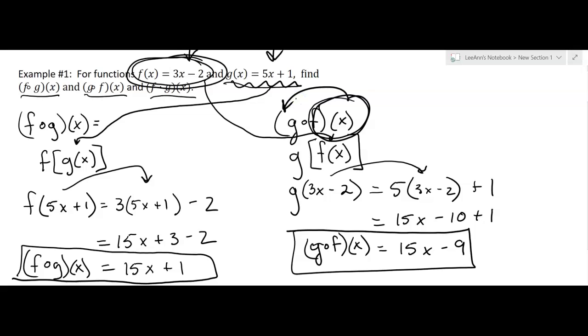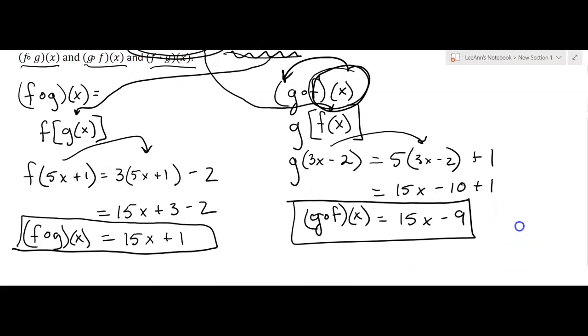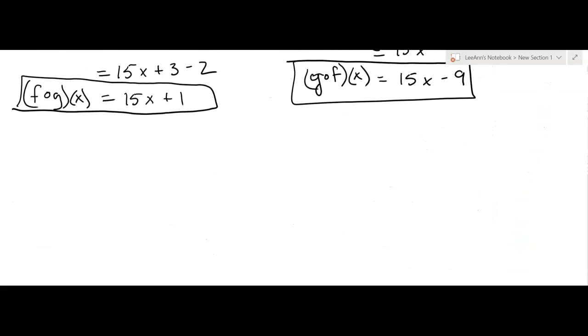Okay, finally it asks us to find f times g of x. Okay, so I need more room. Now this goes back to the algebra of functions, which we covered in another chapter. But it just means that we're going to take f of x times g of x, which is not what we were doing in the other two examples. We were doing composition in the other examples, okay? So sometimes students get confused and they think composition means multiply, but it doesn't. So that's why we're doing this.